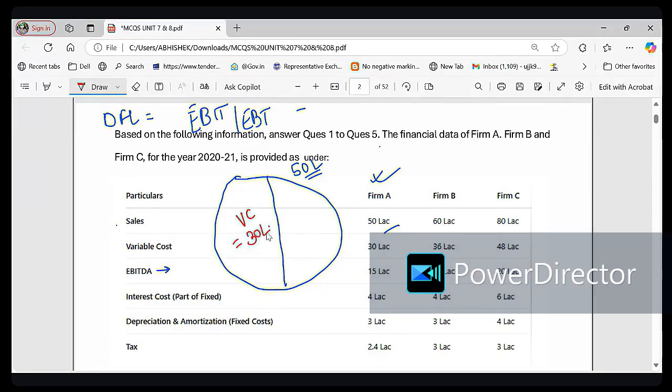Right, what is the contribution? So contribution is this portion, right? This portion which I am highlighting by the red color. This is called contribution, right? So how much will be the contribution?